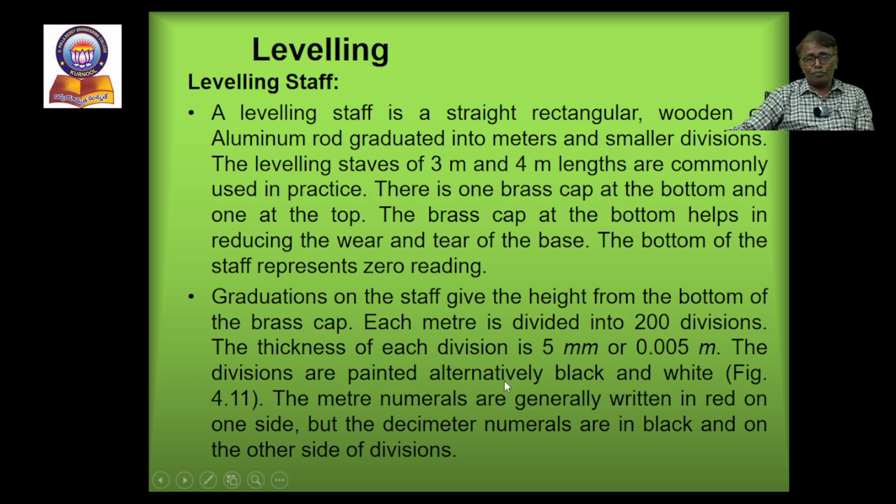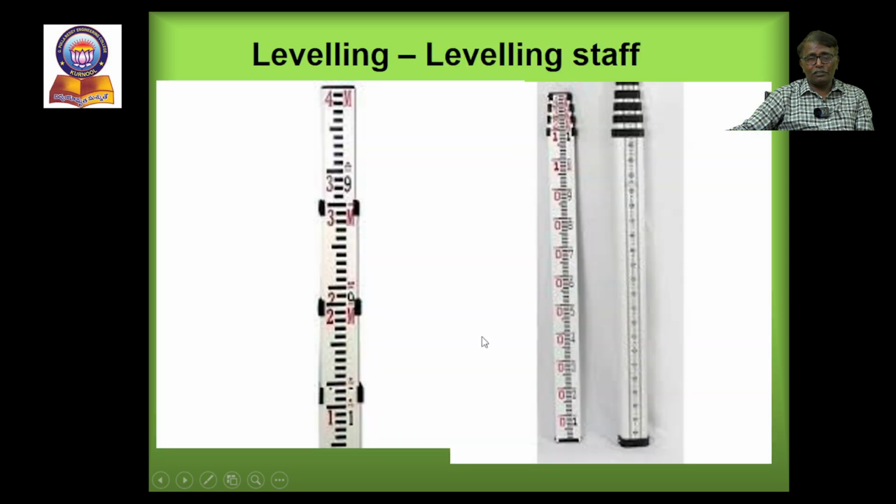The divisions are painted alternately black and white. The meter numerals are generally written in red on one side, and the decimeter numerals are in black on the other side of the division. You can see that here. Each black division is 0.005 meters or 5 millimeters. The white division is again 0.005 meters.